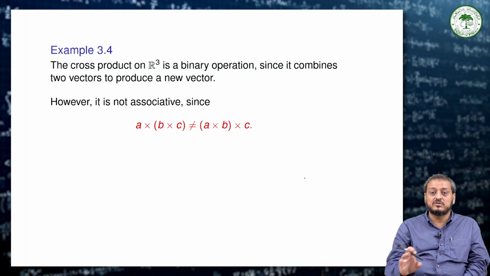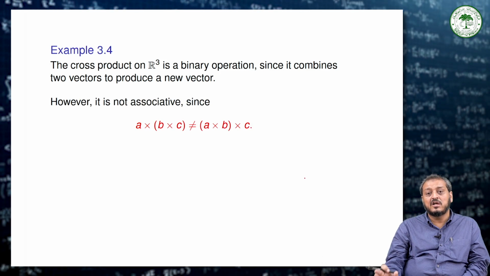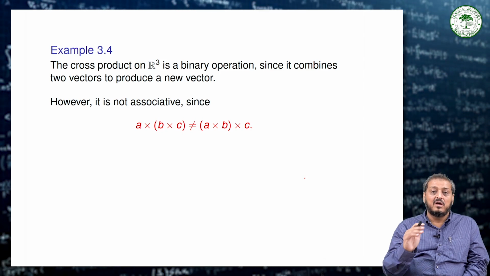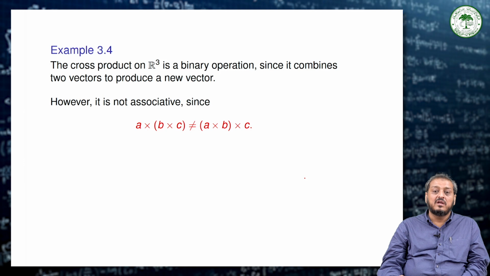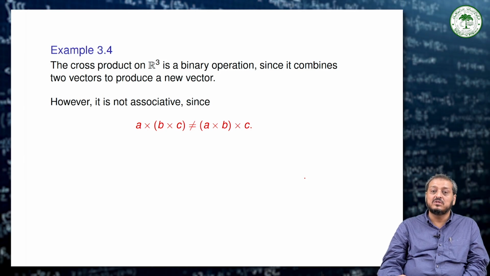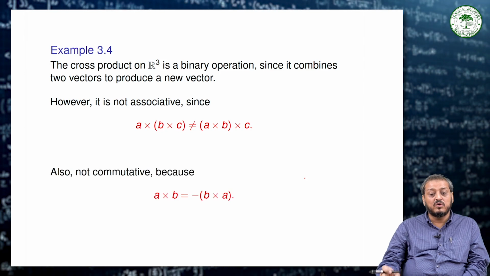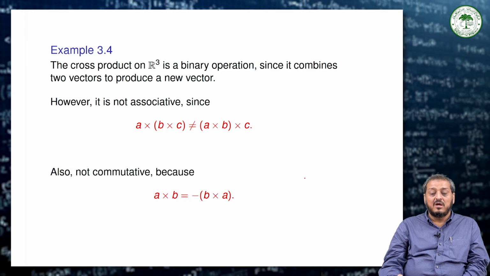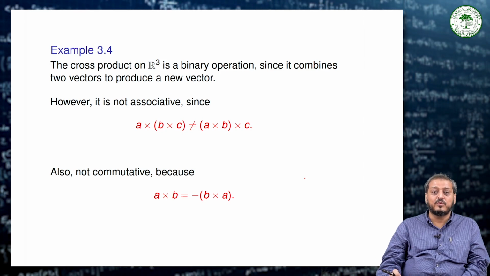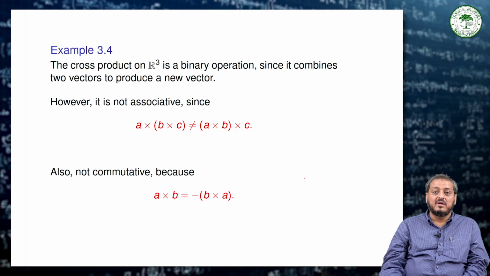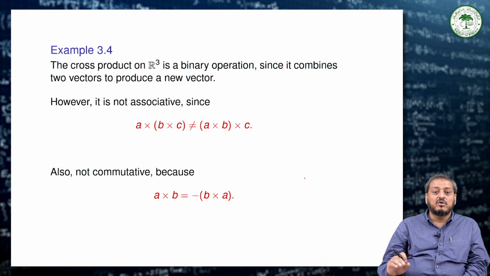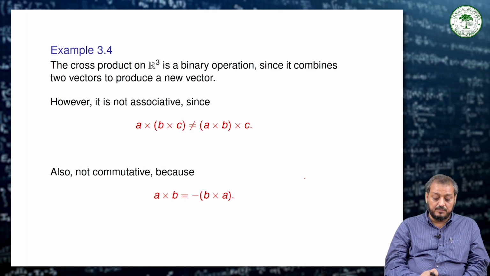commutative nor associative, because you know that in the standard properties of vectors, if A, B, C are three vectors of R3, then (A cross B) cross C is never equal to A cross (B cross C). Also A cross B is equal to minus B cross A. So you can simply say that this cross product is a binary operation, but it does not satisfy the associative and commutative conditions.